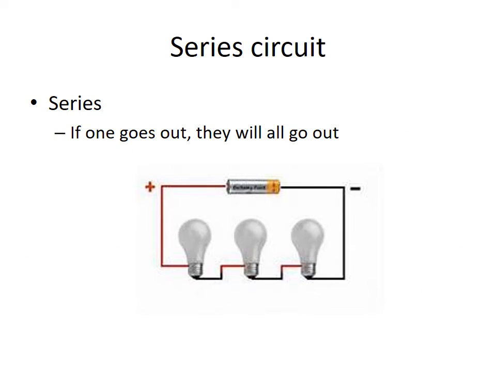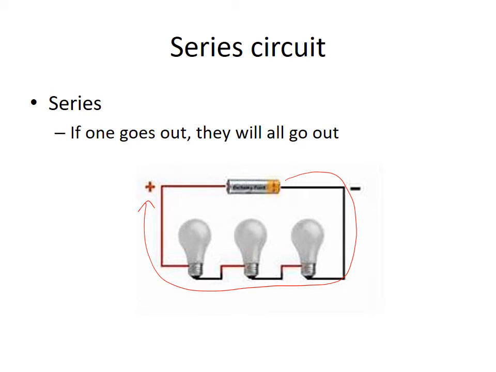Now, this is a series circuit. It is called a series circuit because all of the resistance is in one single line. There's only one way for the current to flow, and it can only flow this way, all right?